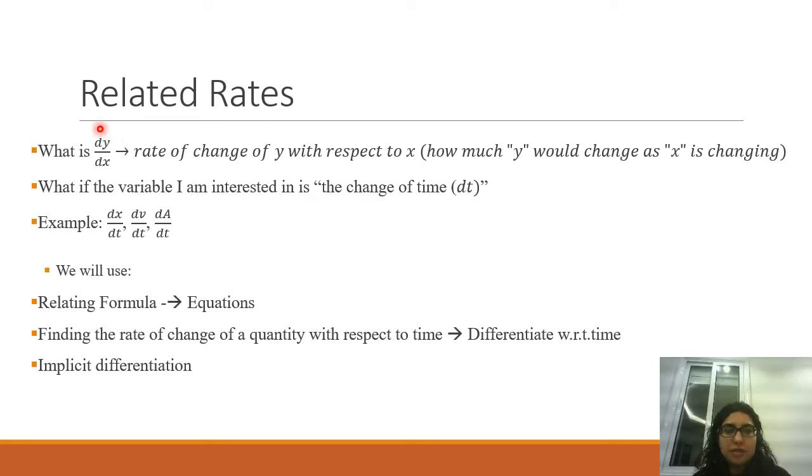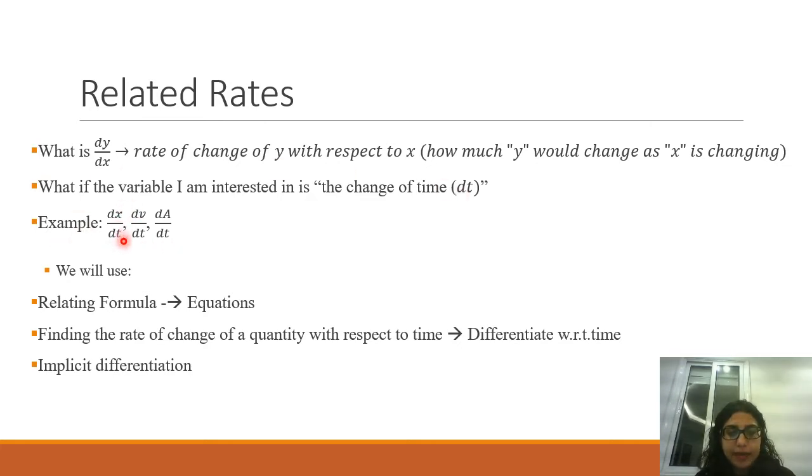So let's first understand what dy by dx is. dy by dx is the rate of change of y, the numerator, with respect to the parameter x. In simpler ways, if x is changing, what would be the change in y? So what if I'm interested in time? I want to know if time is changing, what is the derivative or the change in the y value? Then we call it related rates because you're actually interested in the rate of change with respect to time.